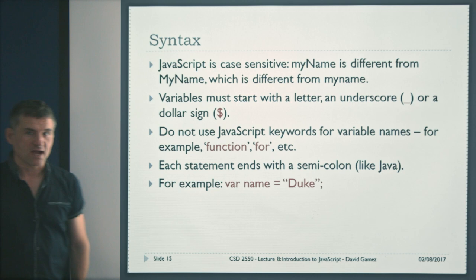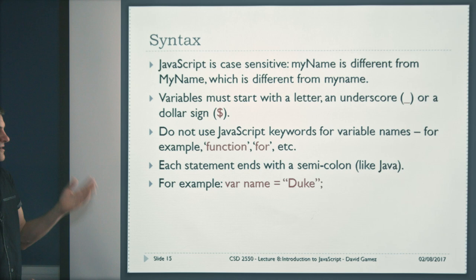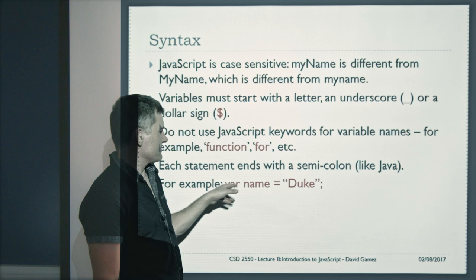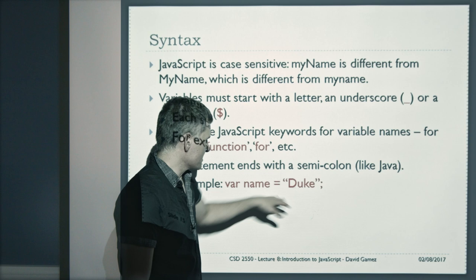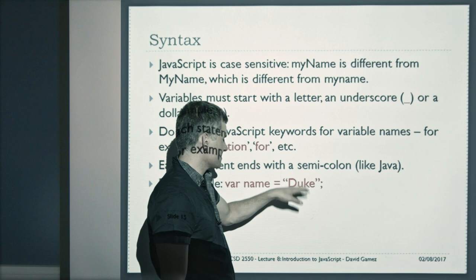Each statement ends with a semicolon, just like Java. So for example, if creating a variable, we use the var keyword, then we say name equals Duke. So we're creating a variable whose name is name, and the contents or value of that variable is Duke, and it ends with a semicolon.